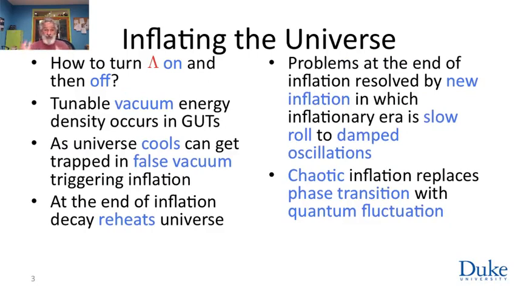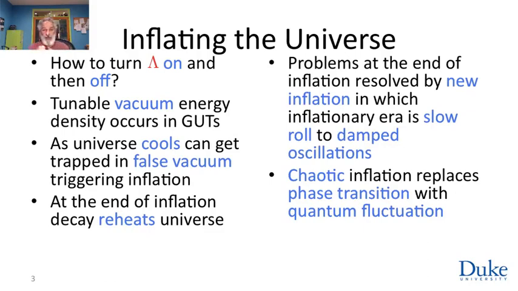Remember that we had ideas in the context of quantum field theories for generating cosmological constants, and they were indeed huge. But how do you turn them on and off? Well, in these quantum field theories, in these GUTs, there are such things as tunable vacuum energy densities associated with expectation values of fields, parameters, dynamical degrees of freedom of these theories. The detail is a little bit beyond what we need. And Guth's idea was that the universe gets trapped in some false vacuum.